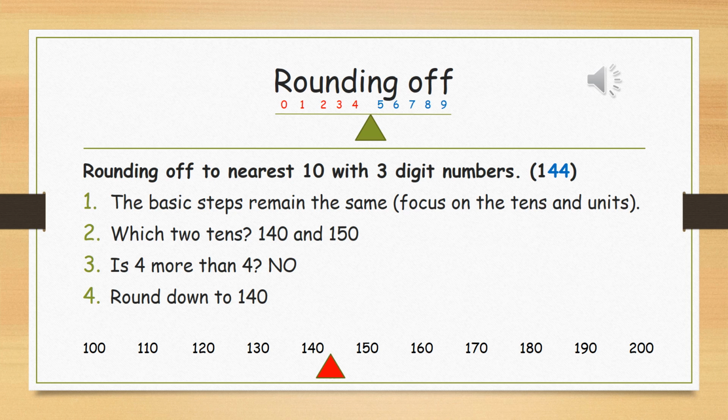Rounding off to the nearest 10 with 3 digits. The basic steps remain the same, but you're going to focus on the tens and the units. So in the number 144, you're just going to look at the number 44 mainly. So which two tens does 144 fall between? It falls between 140 and 150. Is 4 more than 4? No, because it's the same as 4. So you round it down to 140.